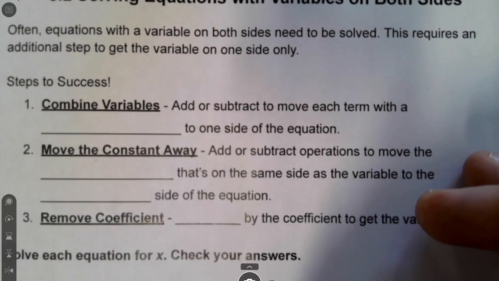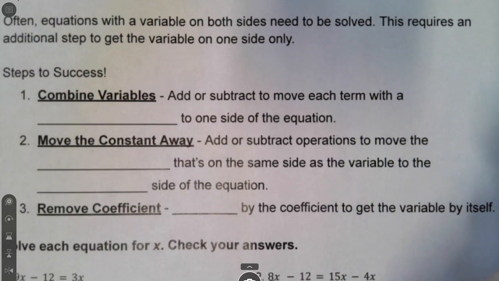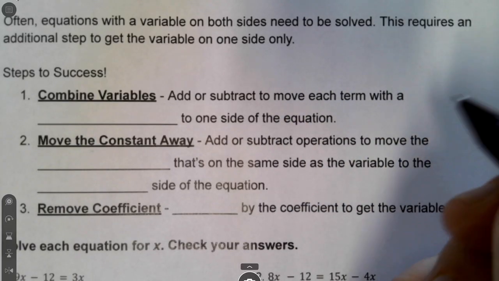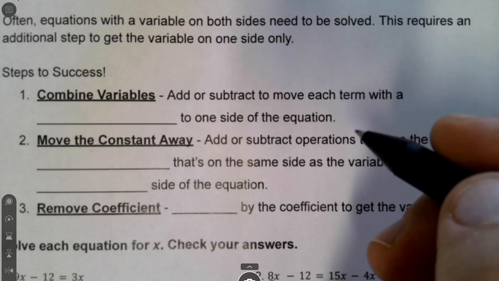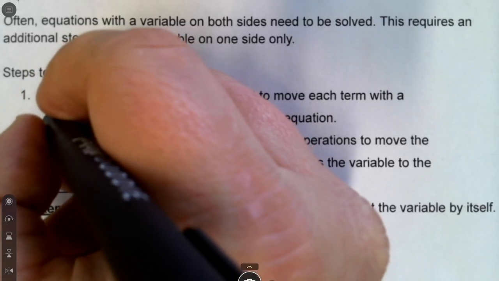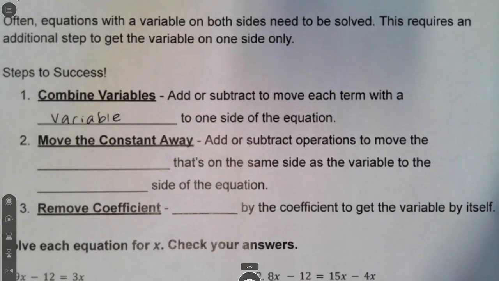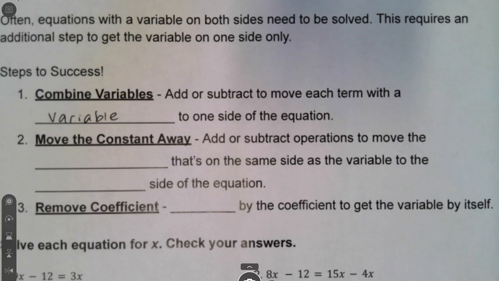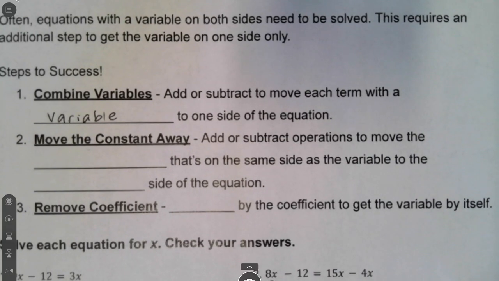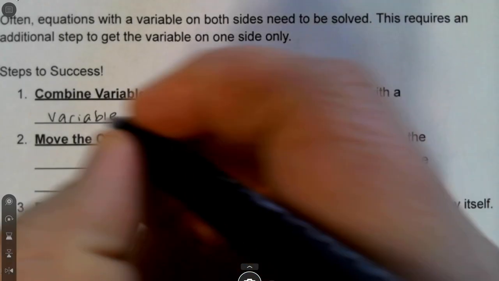So the first step is to combine the variables. You'll need to either add or subtract, depending on whether the term is positive or negative, each term with a variable to one side of the equation. And you can pick whether you want them to move both to the right side or both to the left side. That part you really do have a choice.